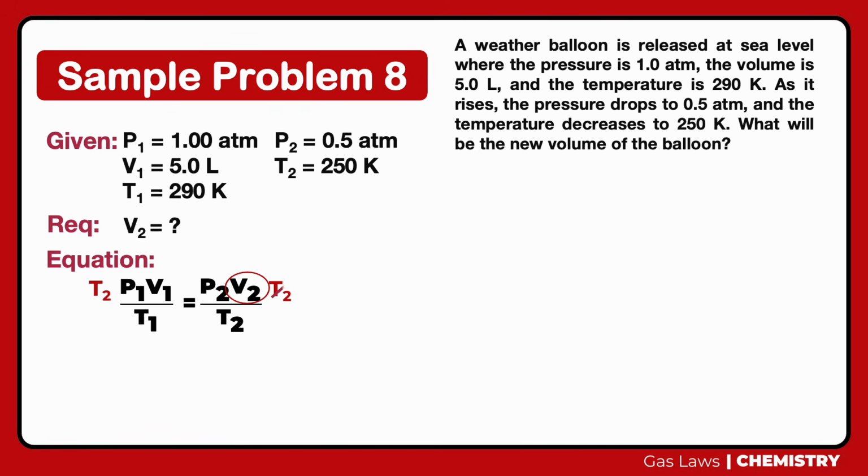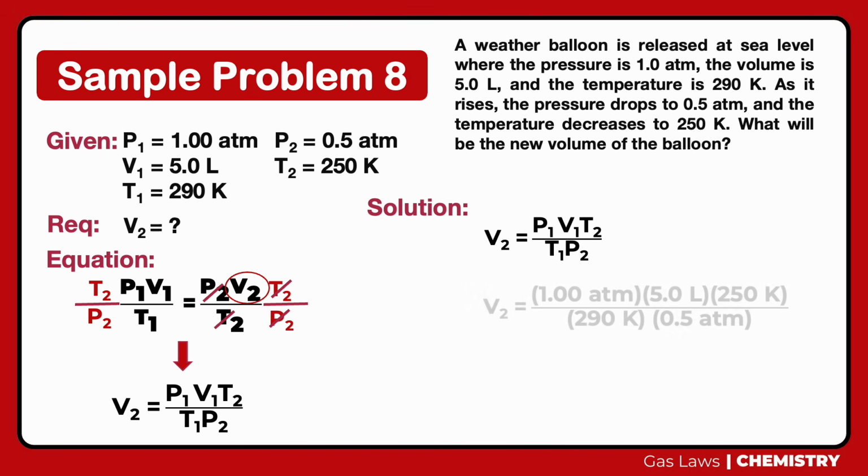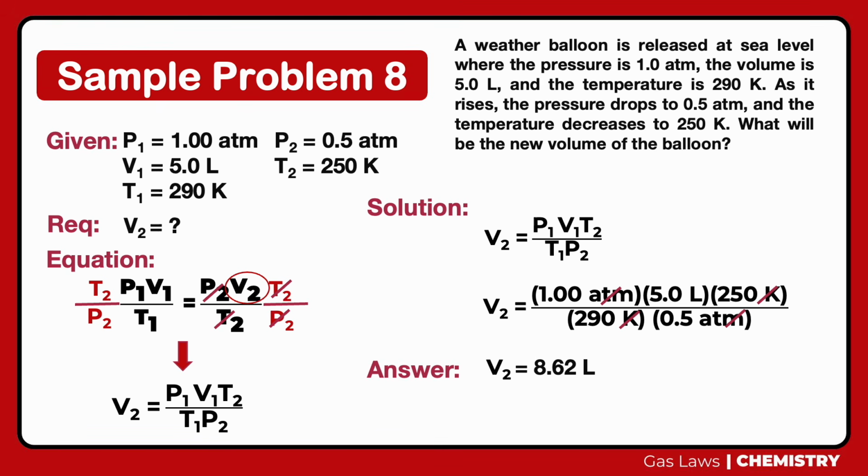Again, we multiply both sides of the equation by T sub 2, then divide both sides by P sub 2. We will use V sub 2 equals P sub 1 times V sub 1 times T sub 2 all over T sub 1 times P sub 2 as our final formula. Then, we substitute the given values. V sub 2 is equal to 1 atmosphere times 5 liters times 250 Kelvin all over 290 Kelvin times 0.5 atmosphere. The new volume of the weather balloon is approximately 8.62 liters.